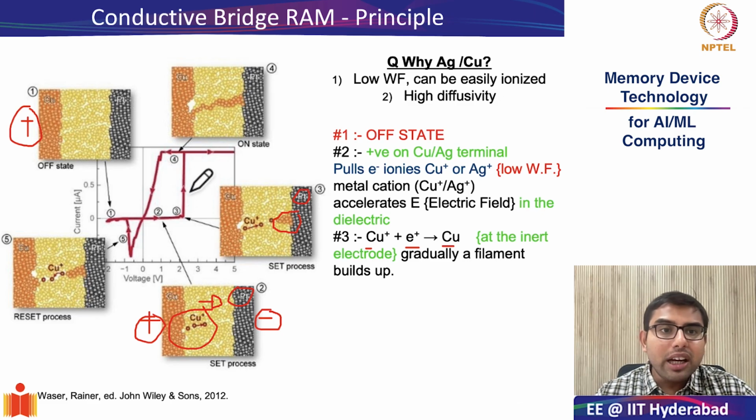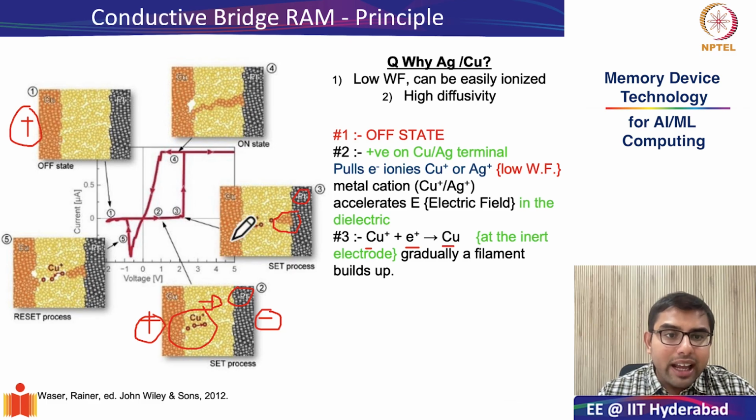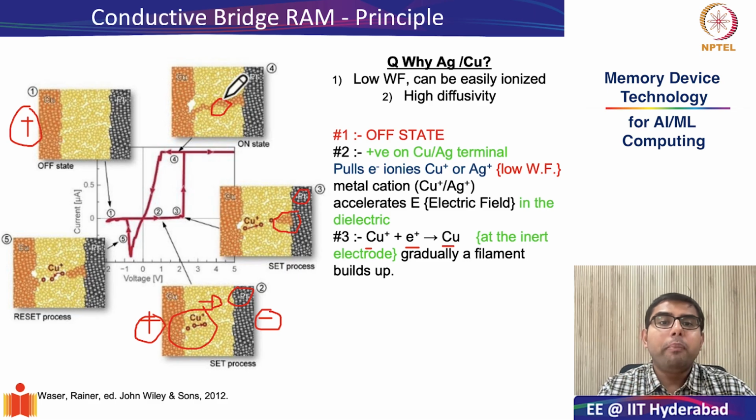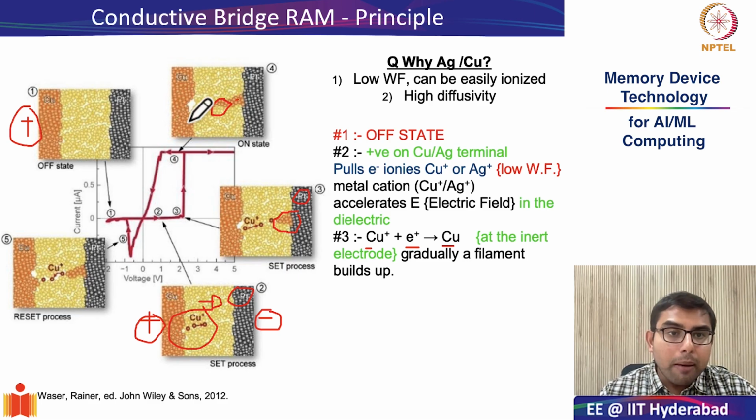As you keep increasing the bias, more such copper atoms start getting ionized from your copper electrode and travel to the filament and get reduced, therefore becoming copper metal. This process stops when a complete filament forms, as is shown in the fourth image.